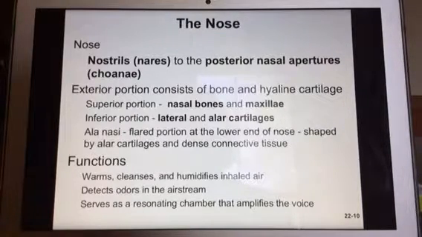Our nose is composed of our nostrils, and then they open up to the posterior nasal aperture. And then the exterior portion is bone and hyaline cartilage. This kind of outlines the superior portion, inferior portion, but you should remember the bones back from A&P 1. And the function of the nose is to warm, cleanse, and humidify the air as it's inhaled. It does detect odors and serves as a resonating chamber that amplifies the voice.